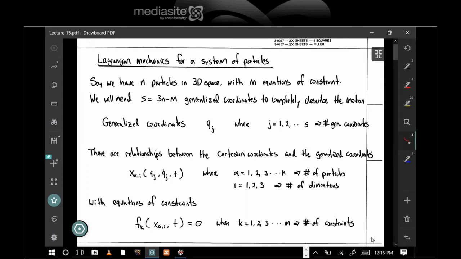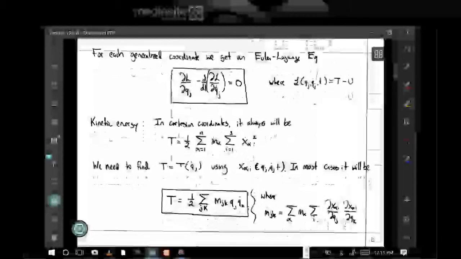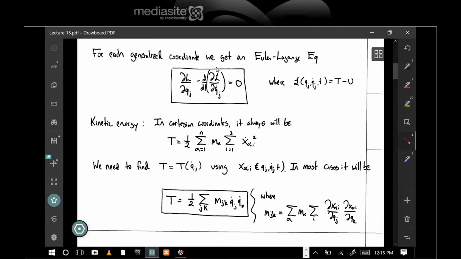Now let's talk about the kinetic and potential energies. In the end, I'm going to get an Euler-Lagrange equation for each degree of freedom. For each q sub j, for each degree of freedom, I'm going to have a generalized coordinate and an Euler-Lagrange equation to solve for it, where the Lagrangian is going to be a function of q, q dot, and possibly time explicitly.